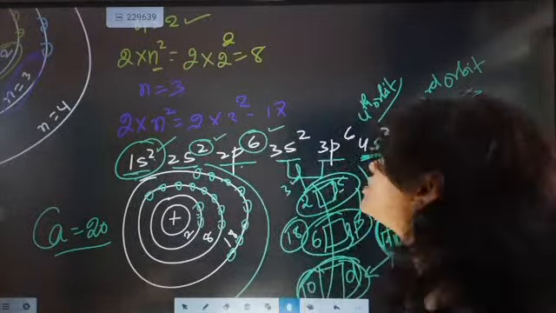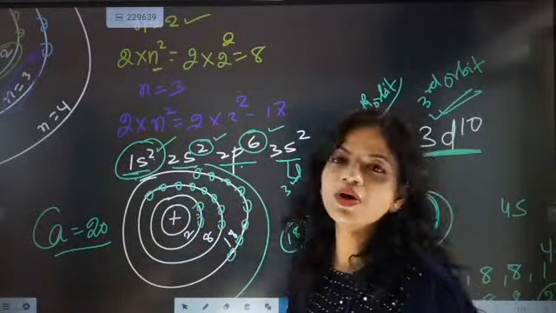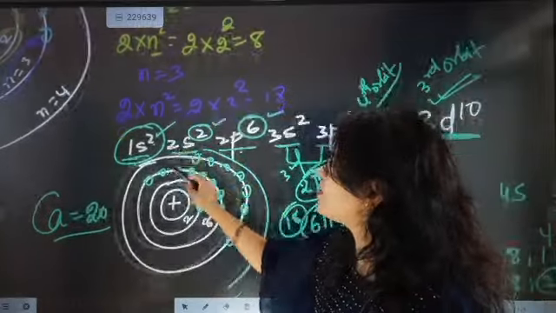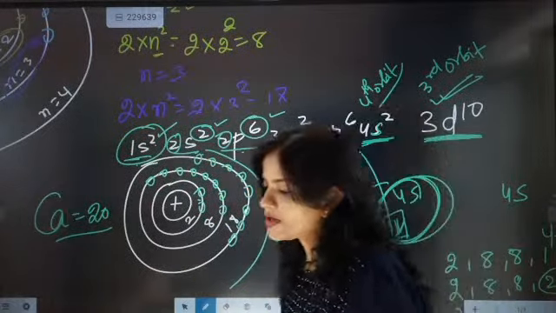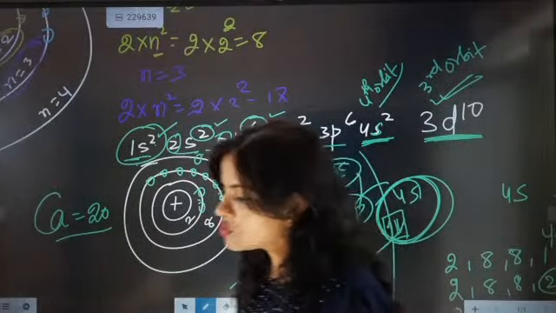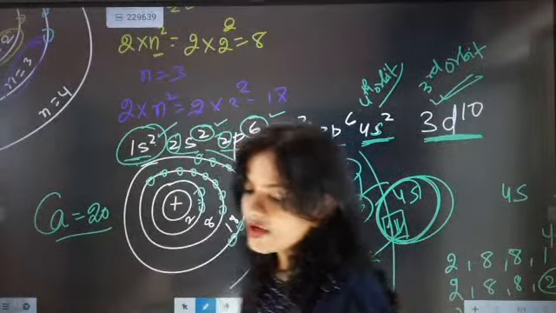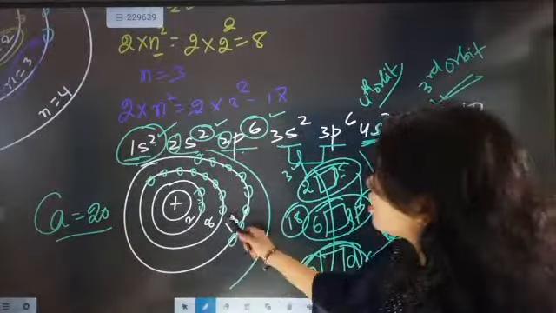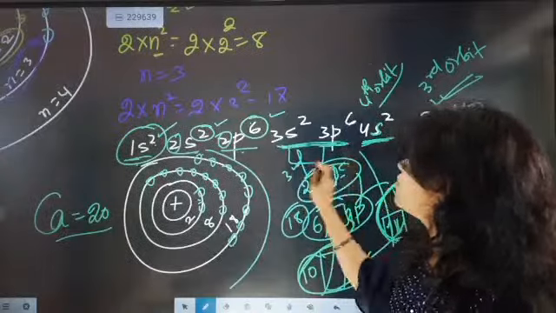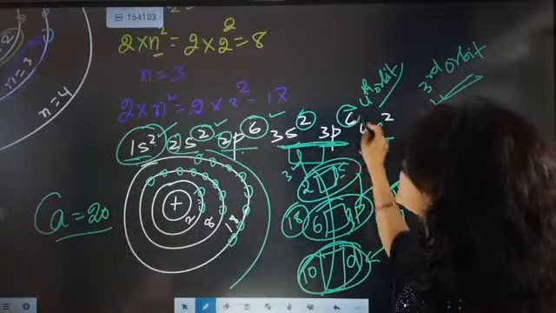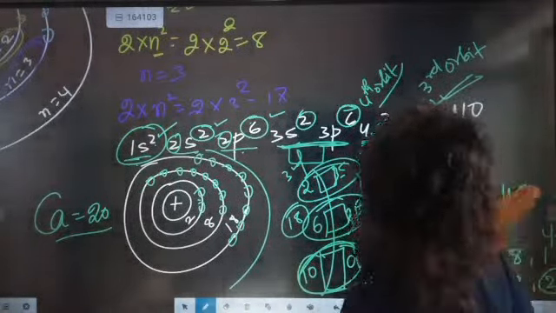Understood? So here, the first orbit takes 2 electrons. The second orbit, how many electrons are there? Second orbit, 8 electrons. Count 2 plus 6, 8 is coming. Third orbit, first we have to fill 2 plus 6, 8 electrons.